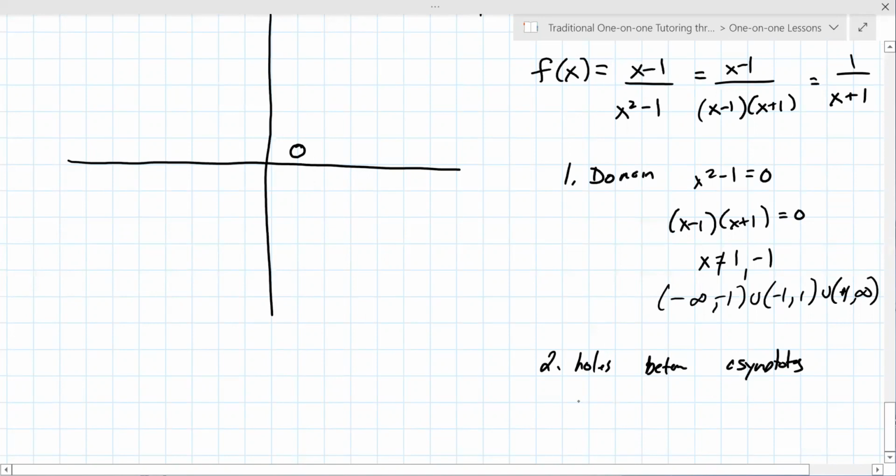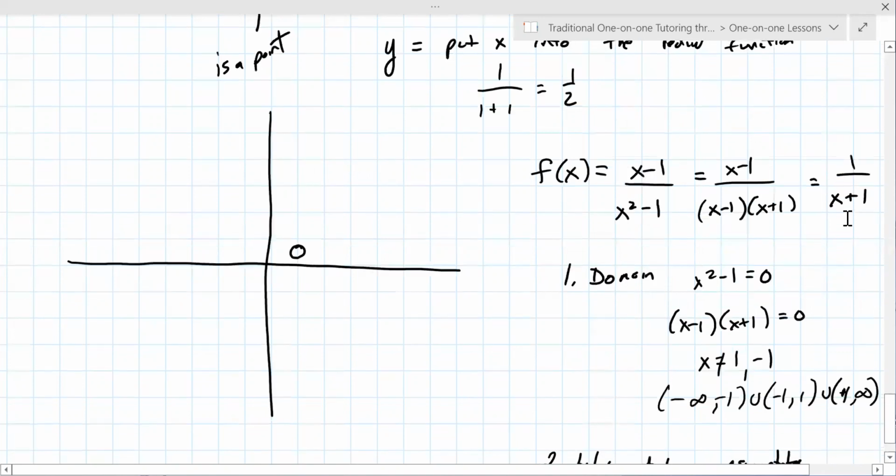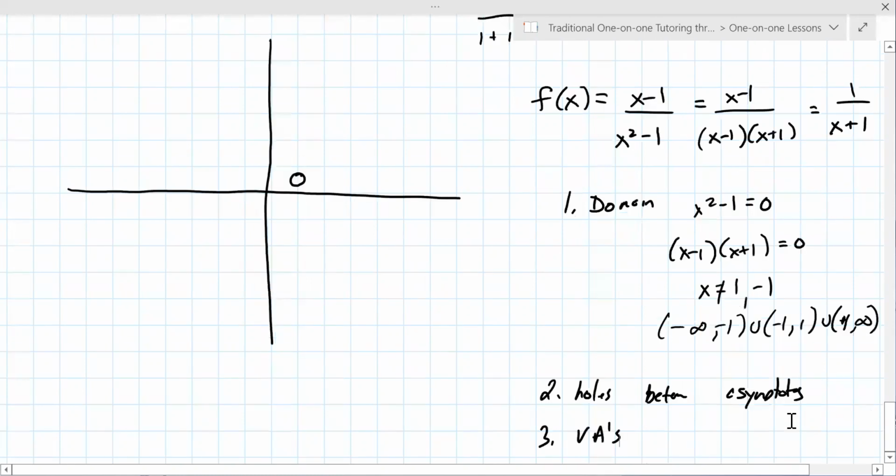The third thing you find are vertical asymptotes. So you set the denominator equal to 0, but this time it's the reduced form. I hope this isn't too confusing, because it's like they misled you initially. They're like, don't worry about holes. Now you got to worry about holes. That reduced form is where you have to set equal to 0. So you set the denominator, that x plus 1, equal to 0. So that's x equals minus 1. That's your vertical asymptote.